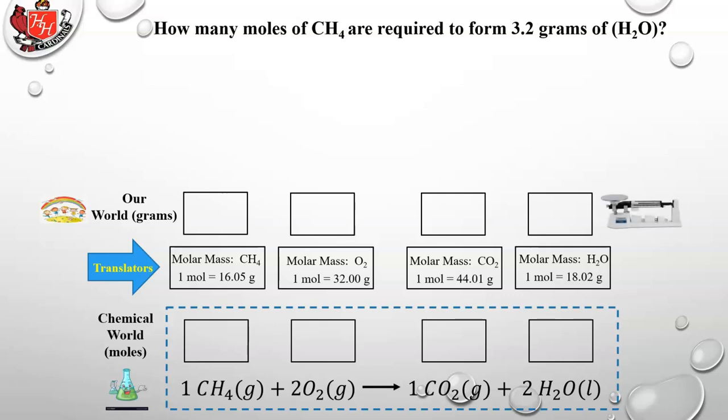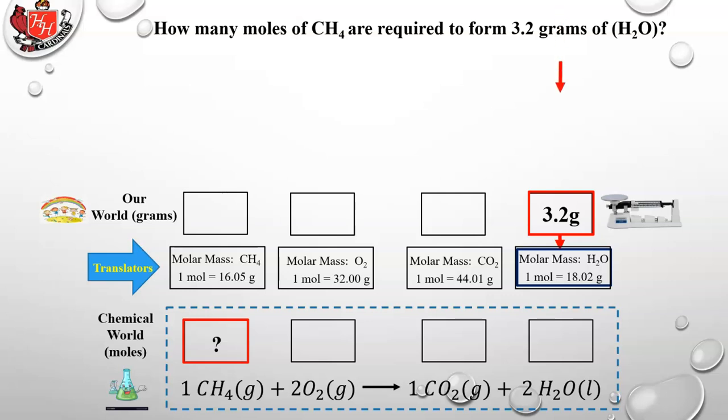So you notice up on the top, that's our world. That's the world of grams, things we measure on a balance or on a scale. What we're trying to find is how many moles of CH4. So down in the lower left, we're going to put a question mark in that red box. So we need to get from the 3.2 to the question mark. There's only one way you're allowed to do that. You can't go diagonally, you can't go to the left and down. You have to go down and then to the left.